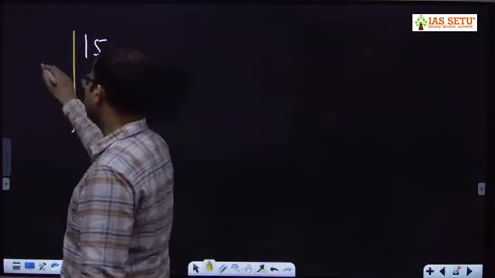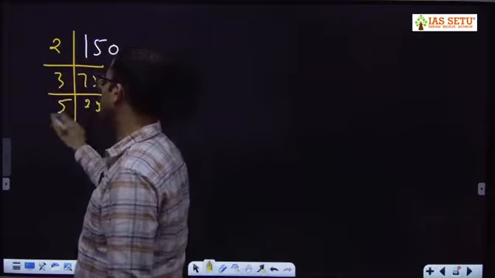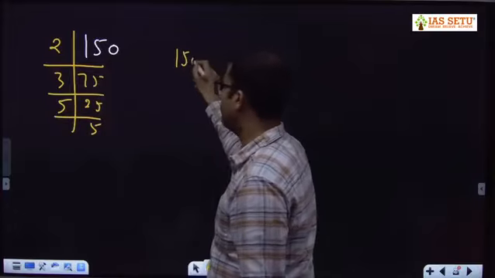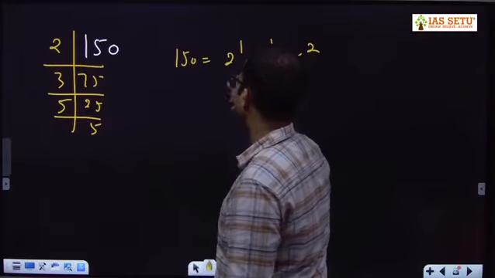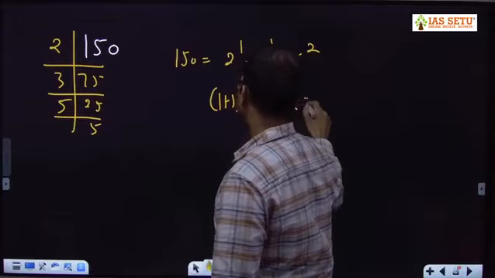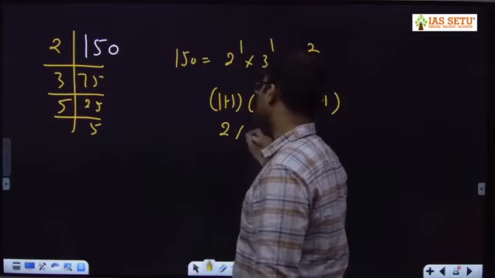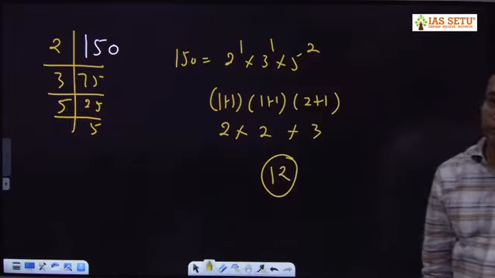So now here we take 2 common 75, 3 common 25, 5 common 5. Prime form of 150 is 2 is to power 1, 3 is to power 1, 5 is to power 2. So in this power add 1, 1 plus 1 into 1 plus 1 into 2 plus 1. So this is 2 into 2 into 3, 4 into 3, 12. So 150 has 12 factors.